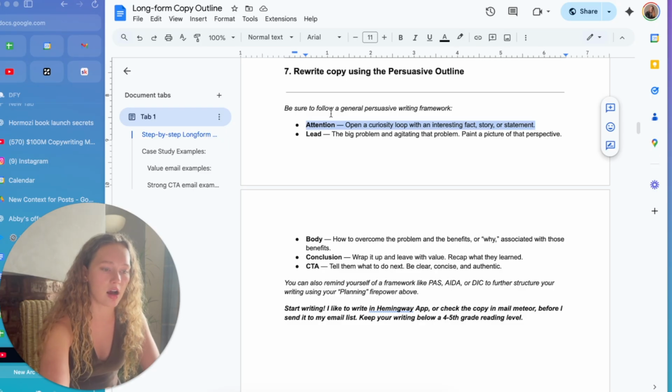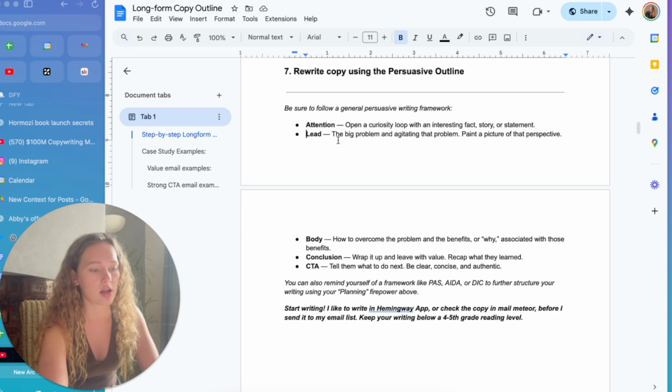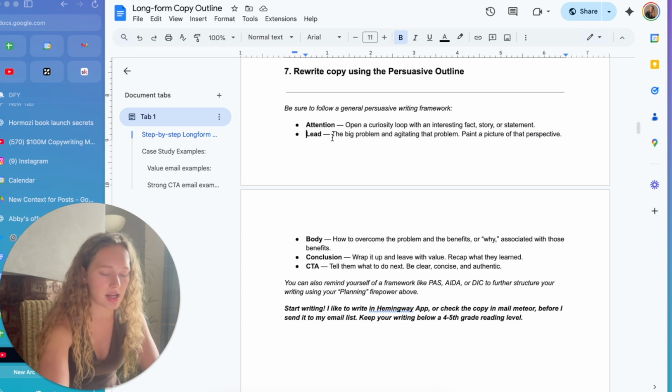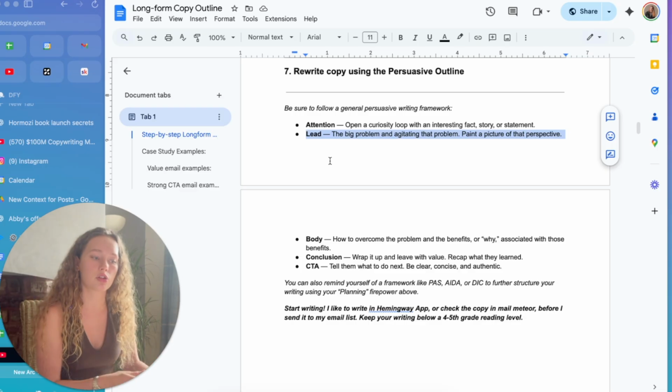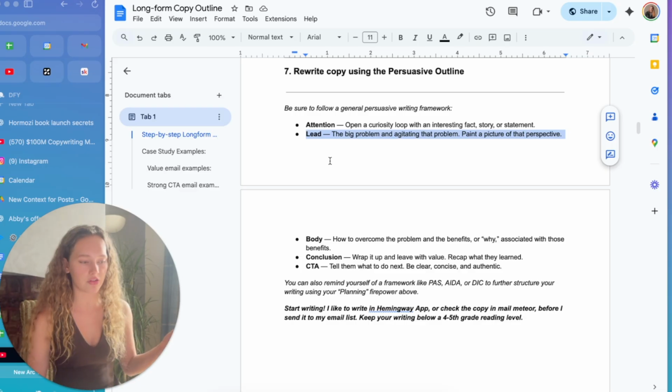And then you're going to contrast that. So step 2, lead. The big problem and agitating that problem, paint a picture of that perspective. So I then led that into, but when Ben switched over to courses, he felt completely lost. He started, he stopped, he was not consistent. He felt like he couldn't teach his avatar how to do what he had done on Etsy, XYZ. So I'm starting to paint the picture and I'm relating to the reader, because a lot of the readers of that post are trying to start a course and they don't feel like they can teach, or they don't feel like they're qualified or whatever.